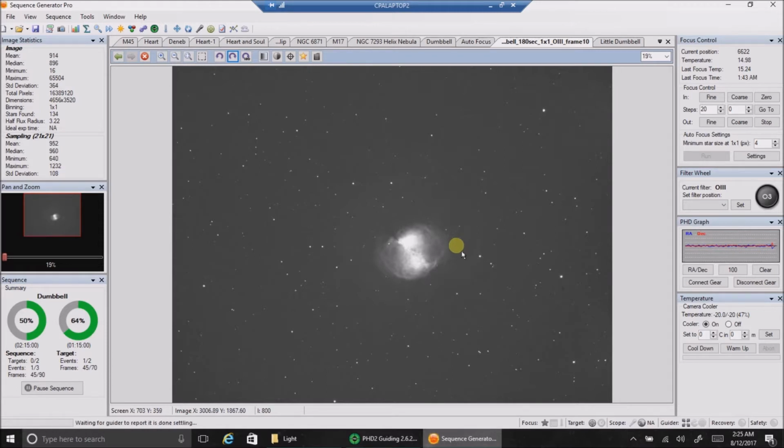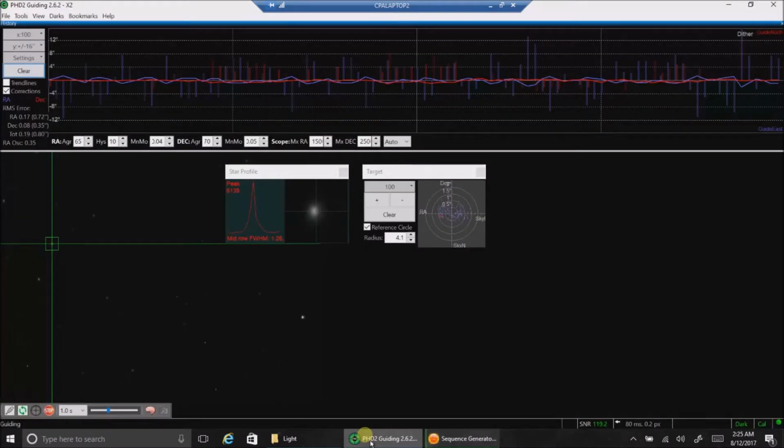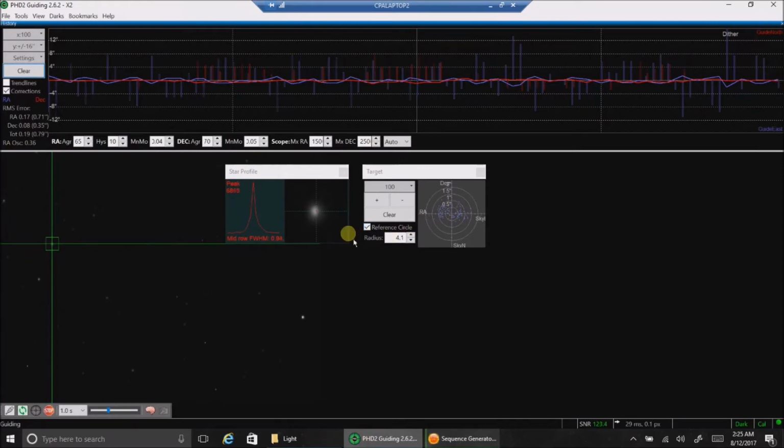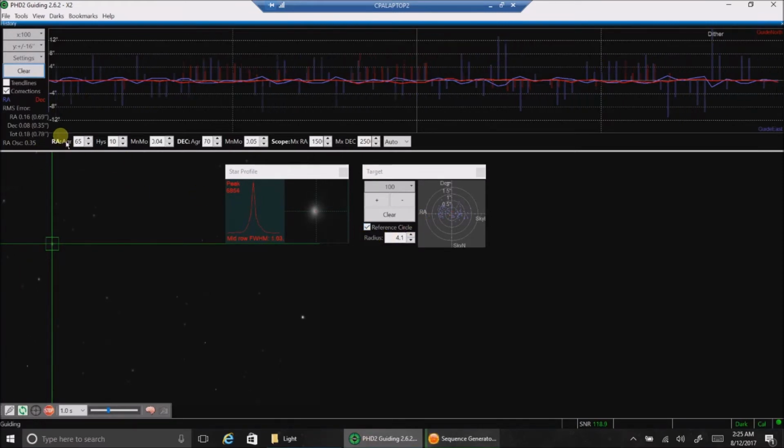Well, let's take a look at my guiding while I've got you here. 0.79. Let's clear this out. 0.78, that's not too bad. Let's see. 0.78 again. Yeah, it's staying in that range. I guess I'll have to live with that.